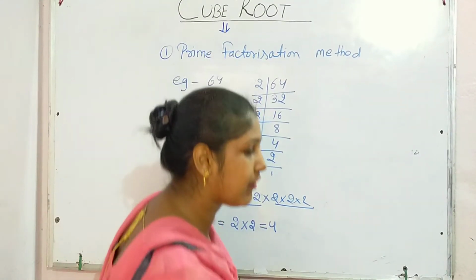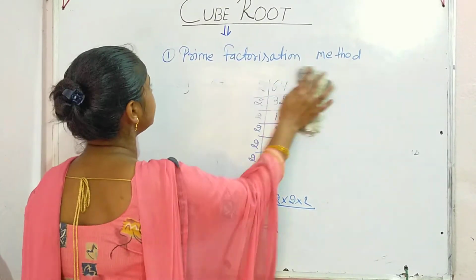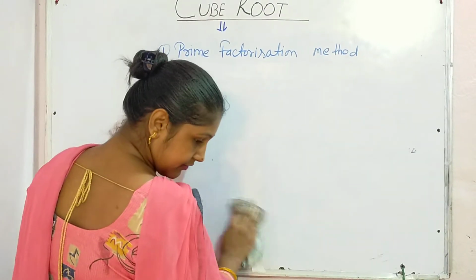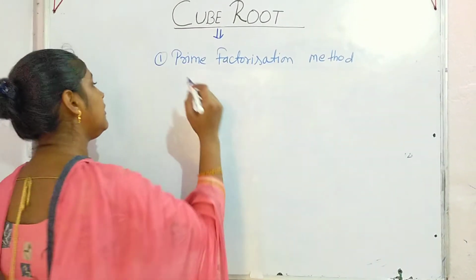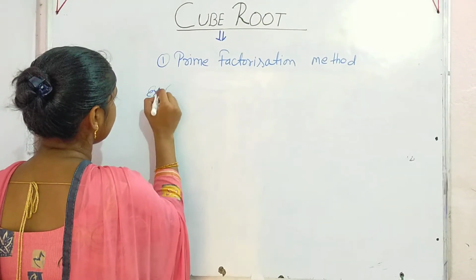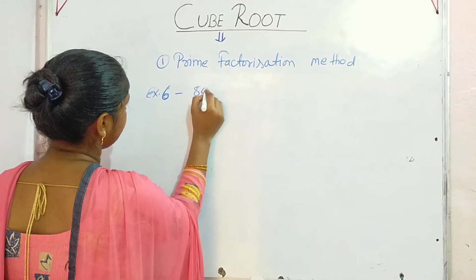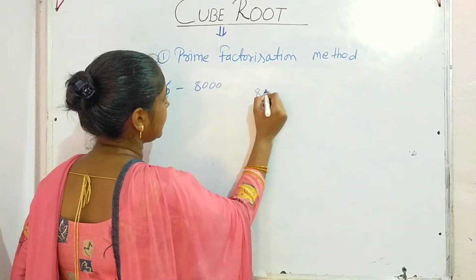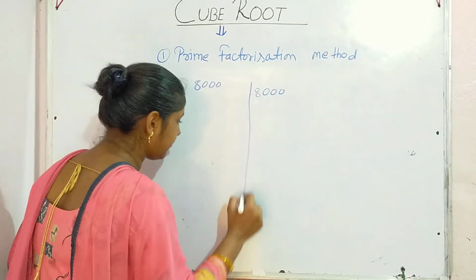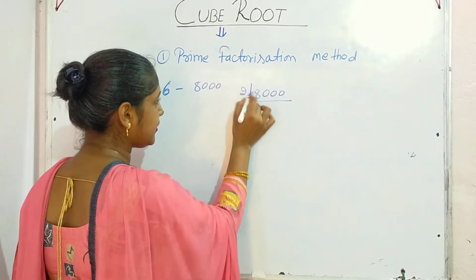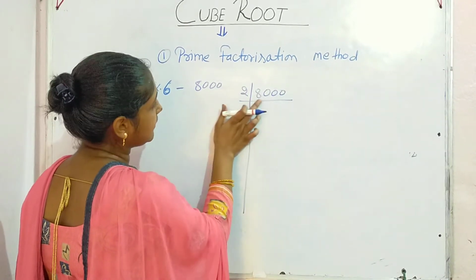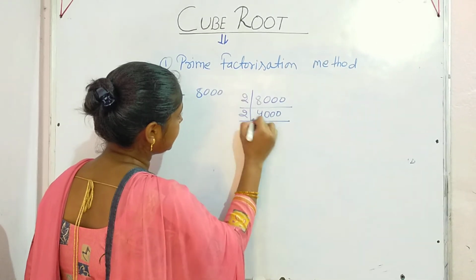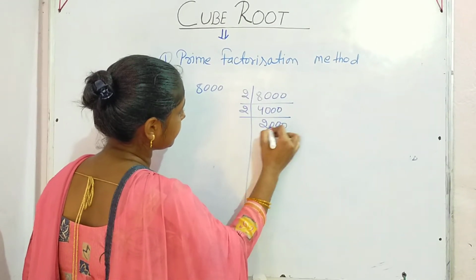Now we take one more example from our NCERT book. Suppose we consider example 6, which is: find the cube root of 8000. So our first step is to factorize 8000. We start with the smallest prime number by which 8000 is divisible. When we divide 8000 by 2, we get 4000. Then 2 divides 4000, we get 2000.